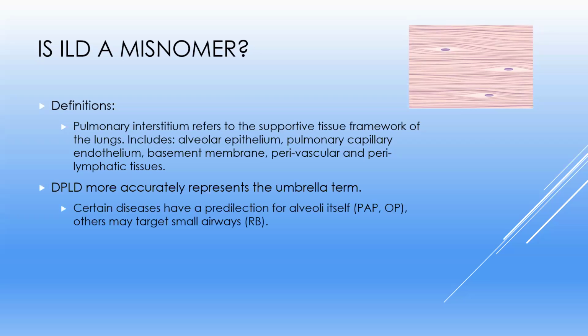Diffuse parenchymal lung disease actually better represents the umbrella term, as certain diseases may have a predilection for the alveolar space itself, such as pulmonary alveolar proteinosis and organizing pneumonia, while others may target small airways, like respiratory bronchiolitis. But generally, for medical nomenclature, the terms are interchangeable.